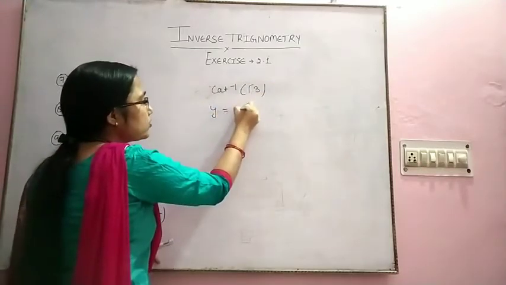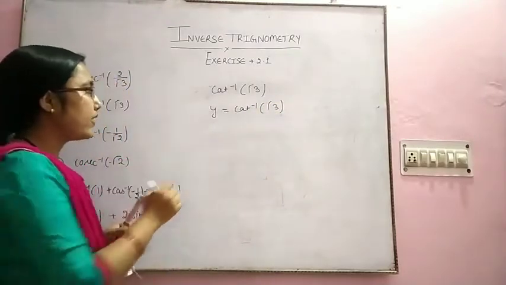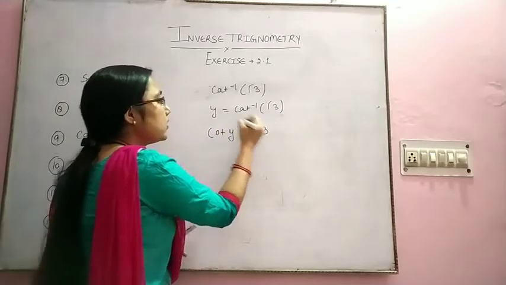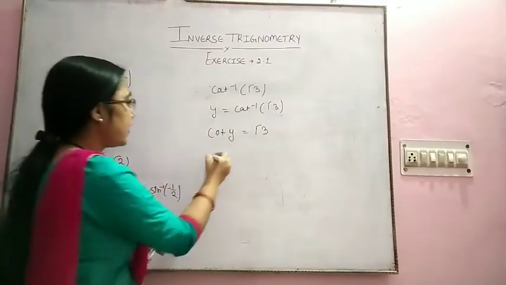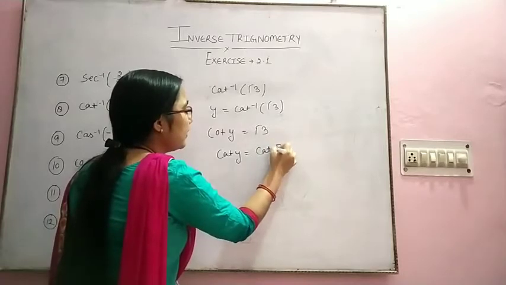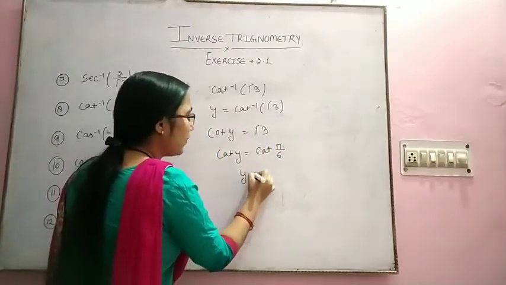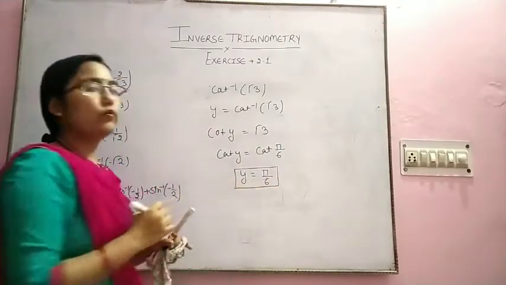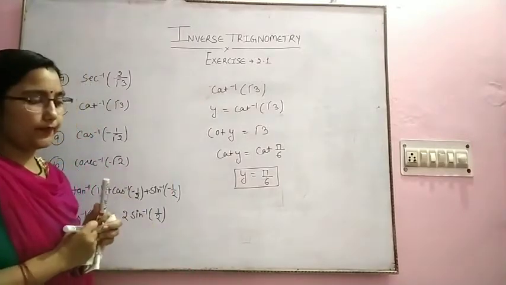Firstly, let y equal cot inverse root 3. That means we can write cot y equals root 3. And root 3 in terms of cot is also written as cot y equals cot pi by 6. Cot and cot will be cancelled out. We get y equals pi by 6. So y equals pi by 6 is the principal value for cot inverse root 3.